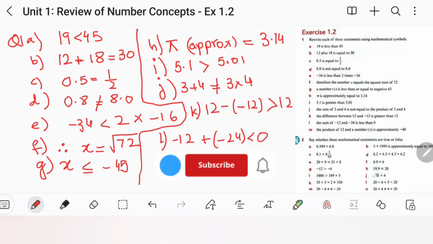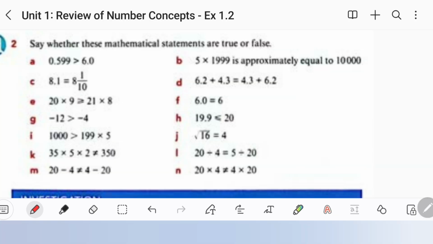So this looks way better, right? And then last we have M. In M they are asking that the product of 12 and a number x is approximately negative 40. So keep in mind, when you want to show the product of any number with x, you will just write the number with x, like 12x. Again there is approx, so you can use in the bracket approx equal to negative 40. Now let's start question number 2.